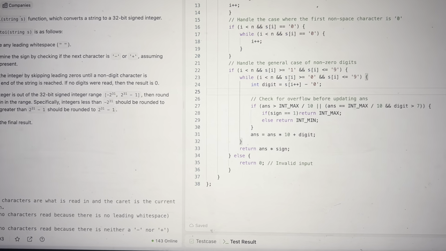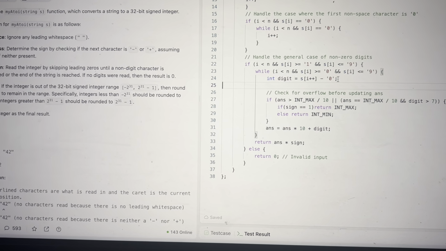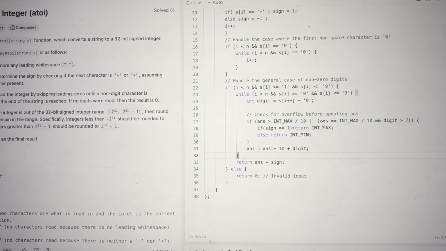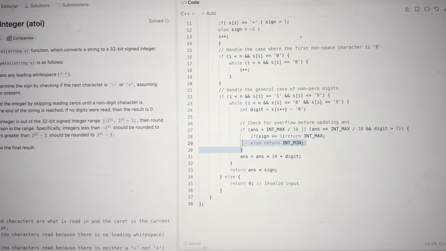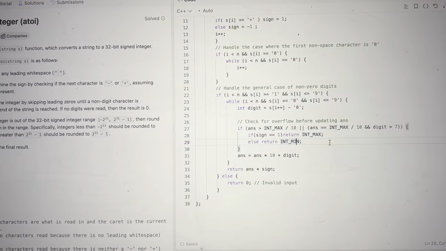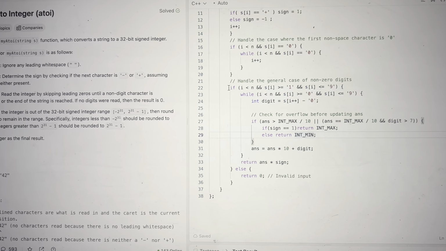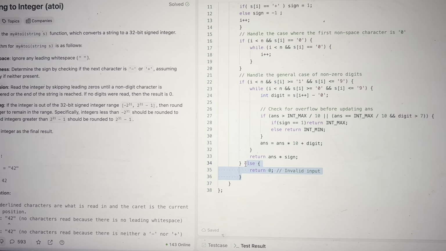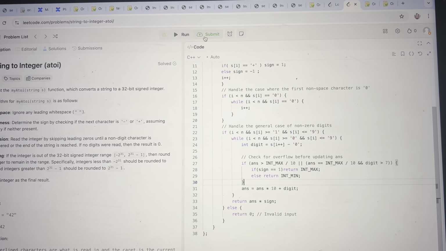So okay, while i is less than n and s[i] is greater than or equal to 0 and less than or equal to 9, we convert it here, and then we check the overflow condition before updating the answer, whether our answer has crossed the integer max value or the integer min value or not. And if this condition is not followed in the beginning only, then it goes to the else condition, as it's an invalid input. Okay, so let's submit this.